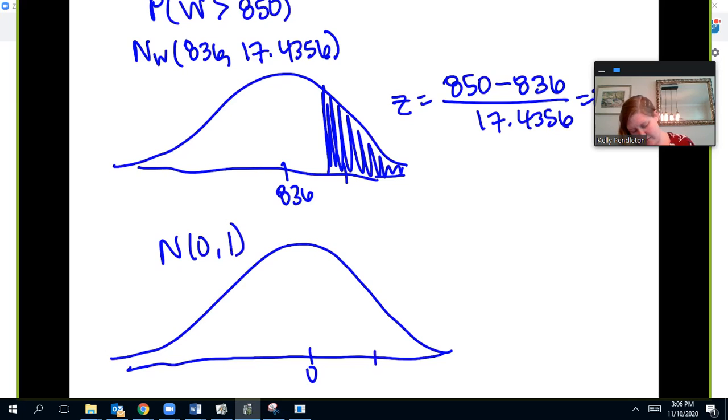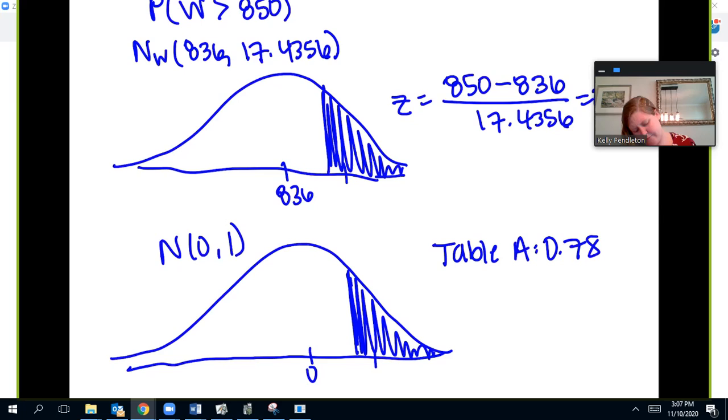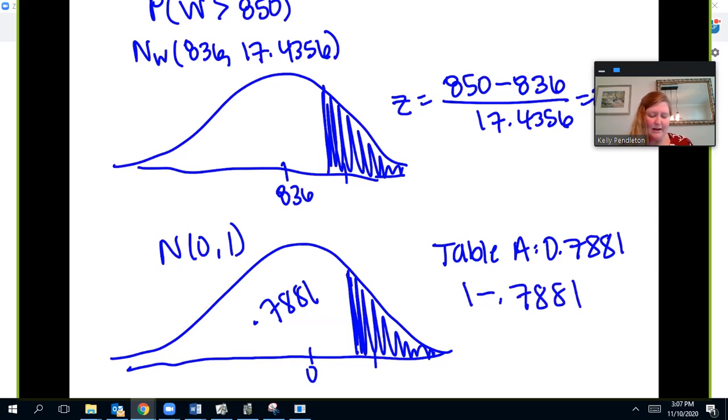So now I'll do a z-score curve. 0 and then 0.8 was about where I thought it would be, right there. And we'll look on table A. For 0.8, it's 0.7881. And so I have to do 1 minus since that's on the wrong side. And I get 0.2119.